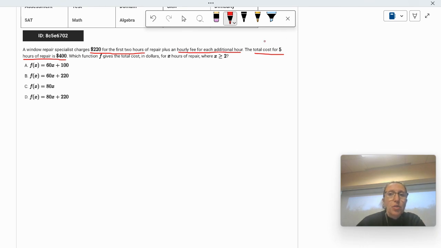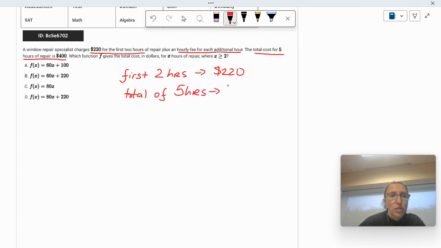Now, I'm going to start with that information. So I do know that for the first 2 hours, he charges 220. So for the first 2 hours, the cost is $220. For a total of 5 hours, the cost is 400. Okay. Now, how am I going to find that hourly fee for each additional hours after the first two?